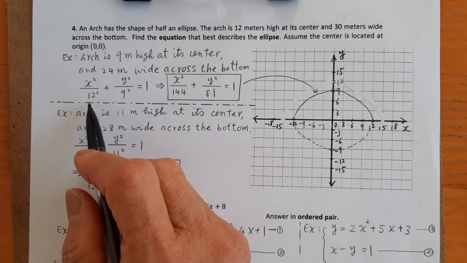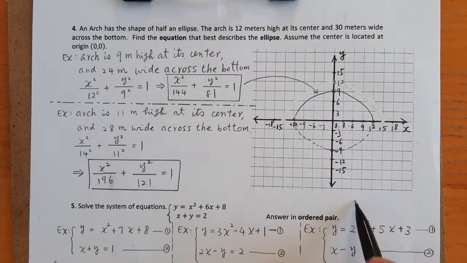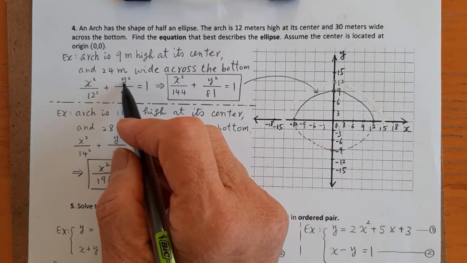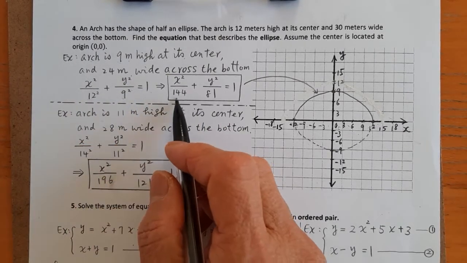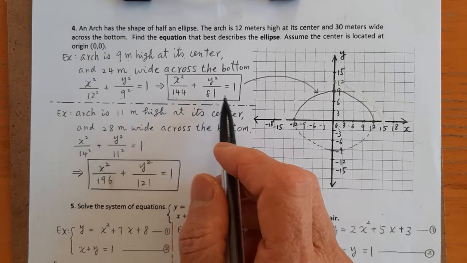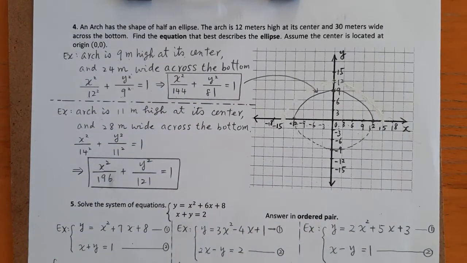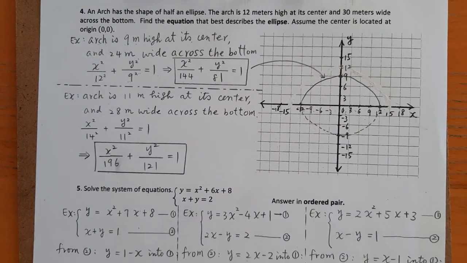So under x squared, put 12 squared. On the y-axis it has 9, so under y squared, put 9 squared, equal 1. And simplify it. 12 squared is 144, 9 squared equals 81. That is the equation of the ellipse.